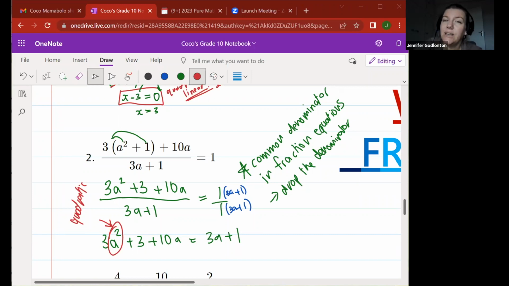If it's an equation, then I'm not sure why your teacher marked you down. If it was an expression, then I understand, because then we have to keep the denominator. We're not allowed to drop the denominator in an expression.